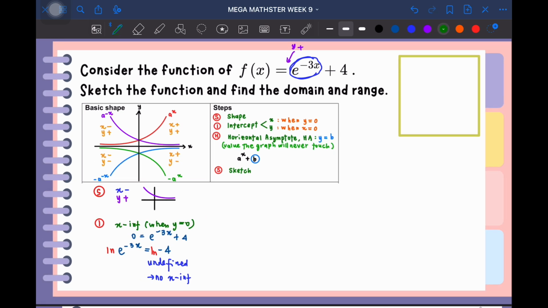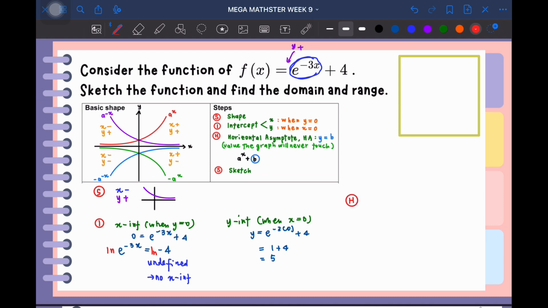Okay, and then moving on to the y-intercept. So y-intercept is when x is equal to 0. Okay, so when x is equal to 0, you just need to substitute 0 into your x. Okay, so we have y is equal to e to the power of negative 3 times 0, and then plus with 4. Okay, so this one over here, dia dah jadi e to the power of 0. So e power of 0, kita akan automatic dapat 1. Okay, so we have over here 1 plus 4. So awak punya y-intercept is y equal to 5. Okay, settle. And then next step is horizontal asymptote, h.